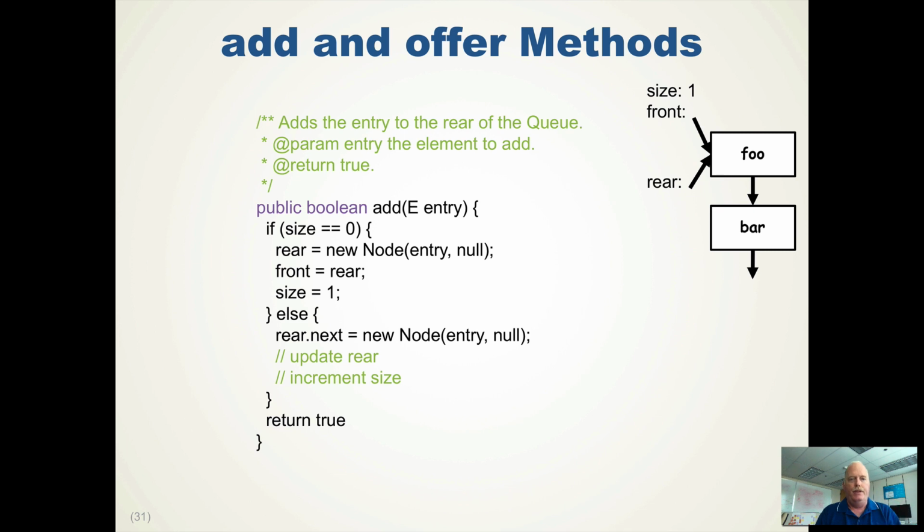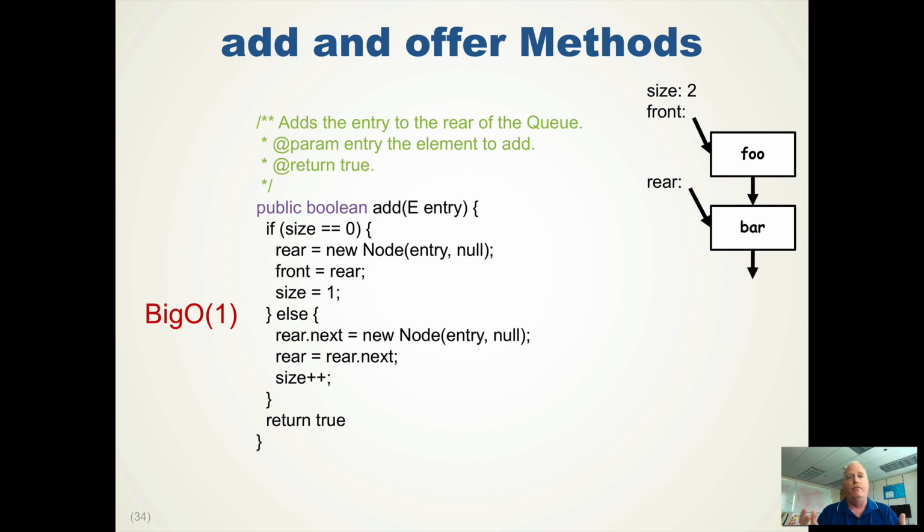If size is not 0, we say rear.next equals new node. And again, we set its next pointer to null. We put the value in there. We update rear to point to the new end of the queue, so rear equals rear.next. And then we increment the size, size plus plus, and then we return true.